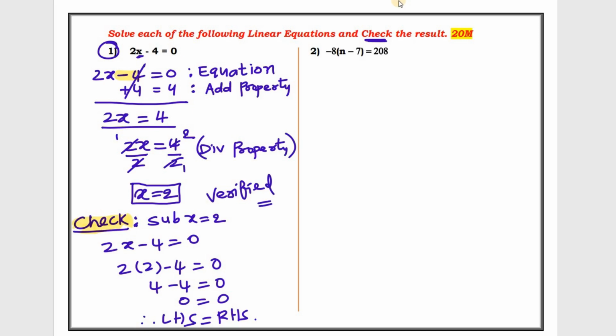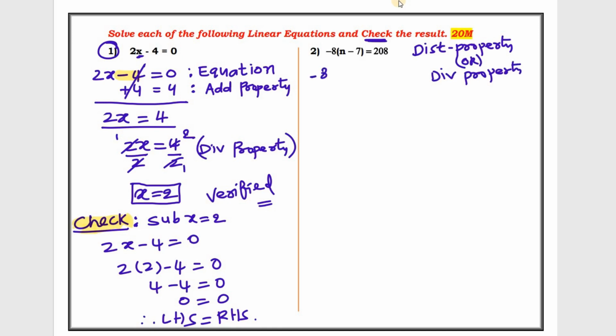Let's move to the second problem. Negative 8 times n minus 7 is equal to 208. Here kids, we have to use the distributive property. So using distributive property, we can distribute over that, or we can directly apply the division property. Both work here to solve this. So I use division property.